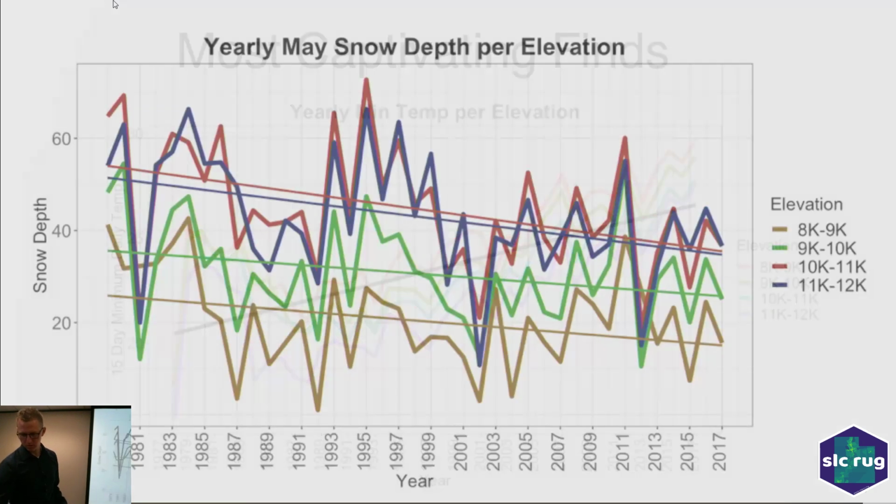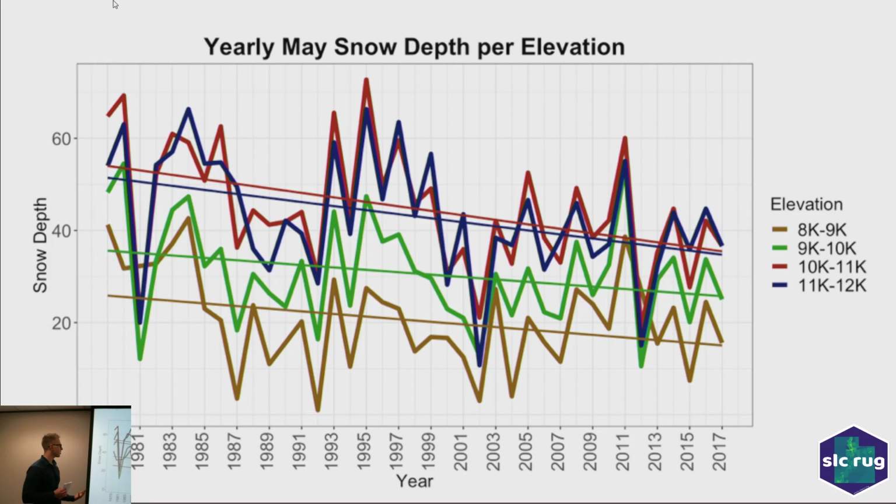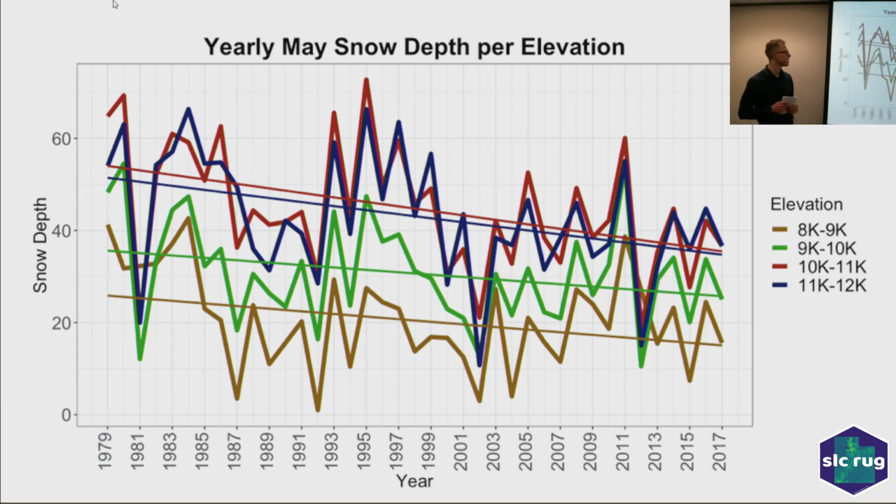Also, since my original question is how would rising temperature affect snowpack at different elevations, I looked at the snow depth per elevation over the same years, more or less.